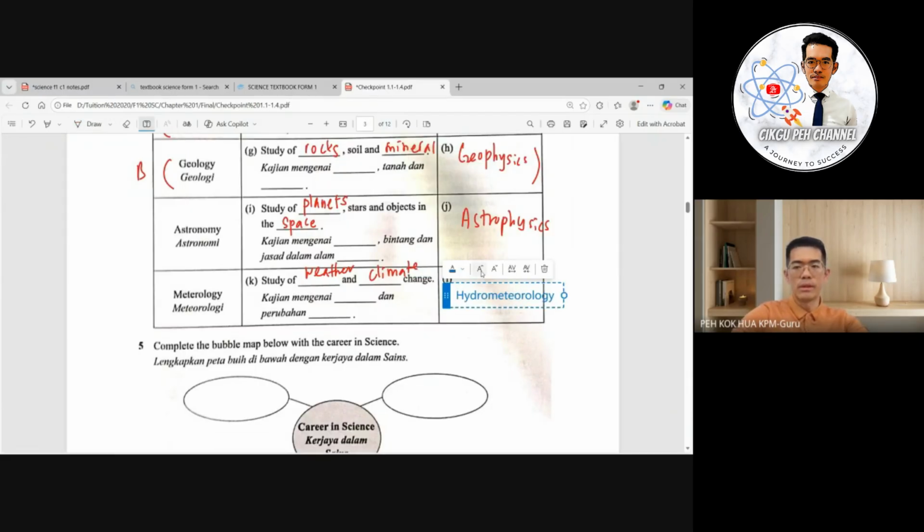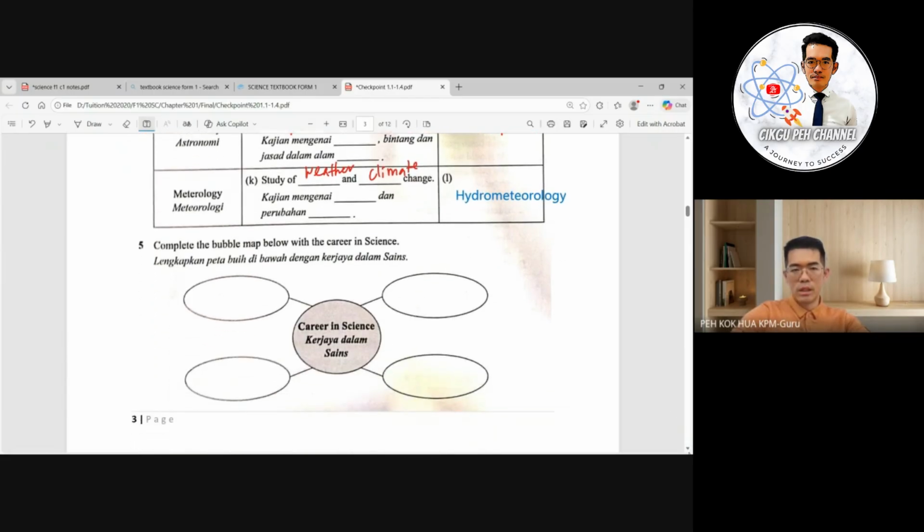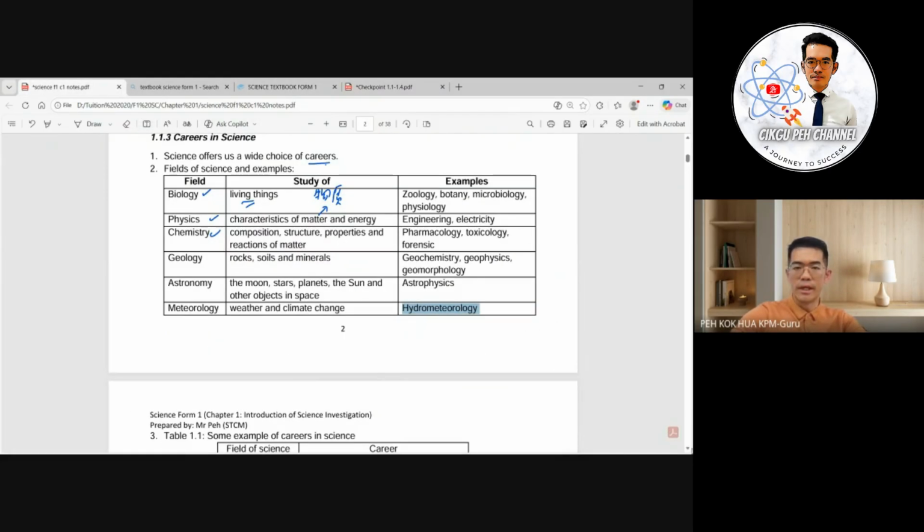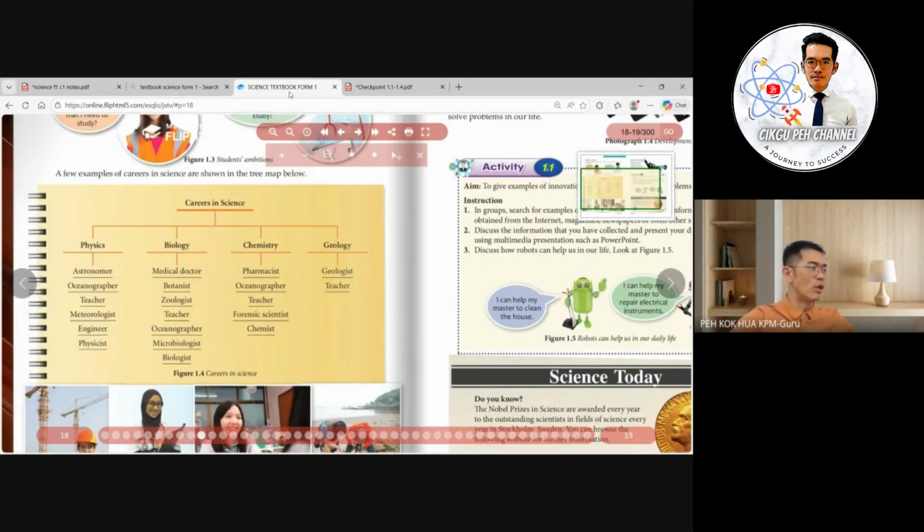Okay, so now we go for number 5, Katrina. Complete the bubble map below with the career in science. So for career in science here, we can just choose whatever we went through just now with the textbook. But actually with logical thinking or common sense, what is a career related to science? You can choose whatever, doctor, pharmacist. Just now we went through teachers, right, and others, zoologists.